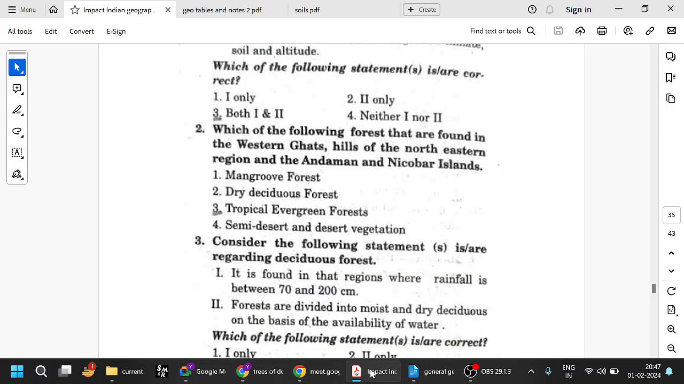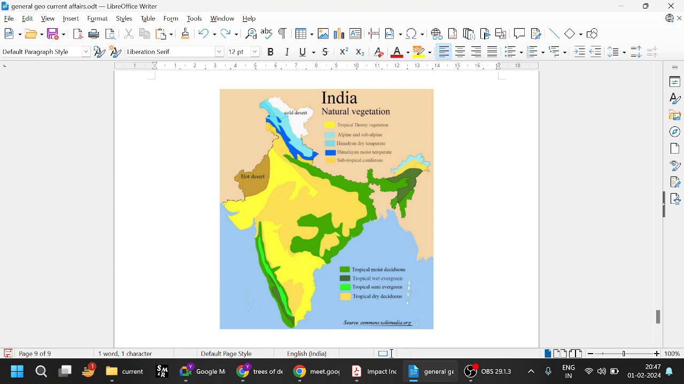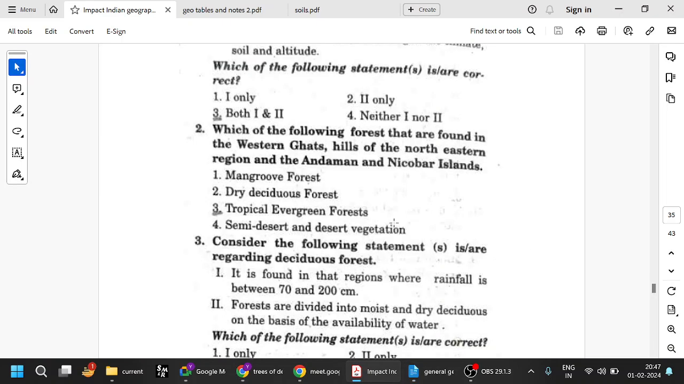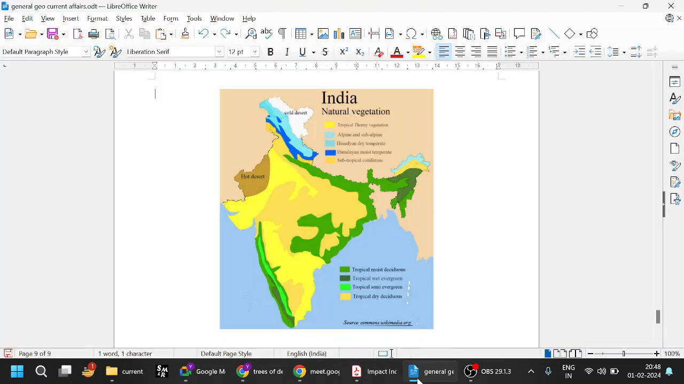Now let us see what is the question. So Western Ghats and hills of northeastern region. Just now we have seen tropical evergreen. Western Ghats and hills of northeastern region: the common thing is tropical evergreen forest. So mangrove forest you will find in this region.